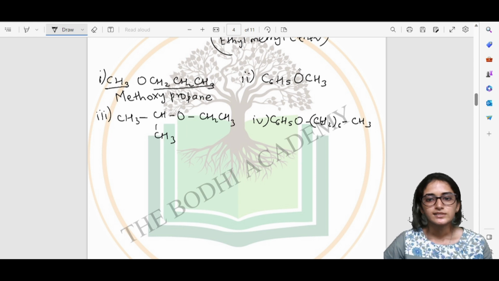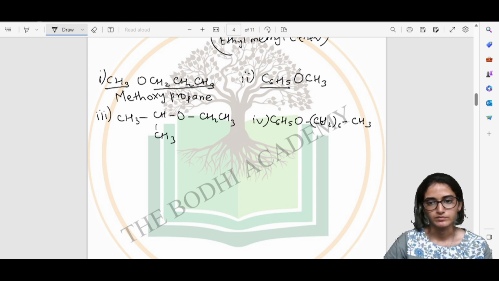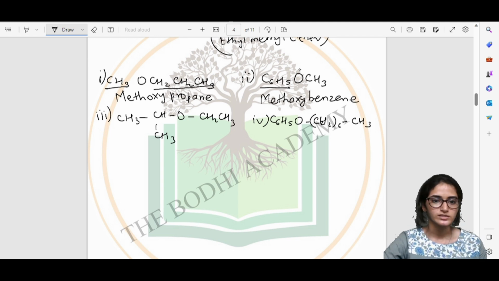Then the second one, C6H5OCH3. Now what is C6H5? C6H5 means benzene attached to some other group. Okay, so here which is having more carbons? Benzene is having more carbons and this is having fewer carbons. So the name will be methoxybenzene. So the name of this ether will be methoxybenzene.